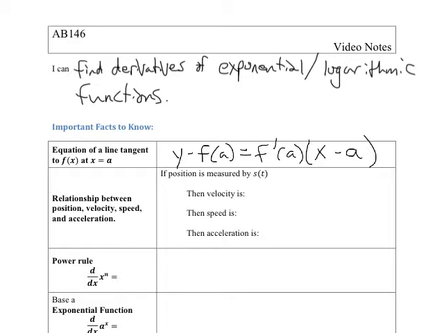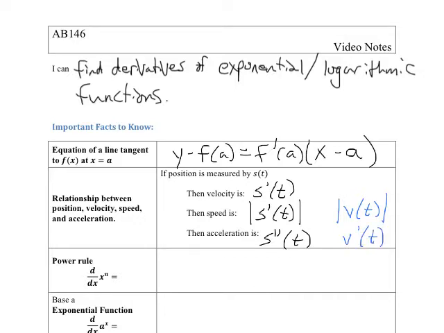Again, reviewing the relationship between position, speed, velocity, acceleration. Velocity is the derivative of position, and speed is the absolute value of that. Or if you wanted to, you could say the absolute value of velocity. And then acceleration is the second derivative of position, or if you wanted to, you could call it the first derivative of velocity. Just key facts to always remember. A lot of times we'll come back to that type of problem.